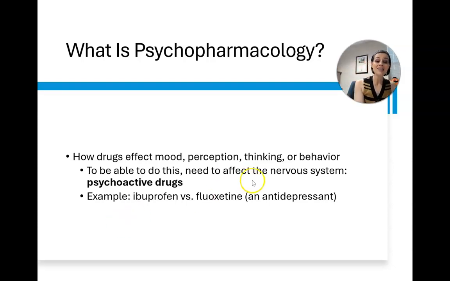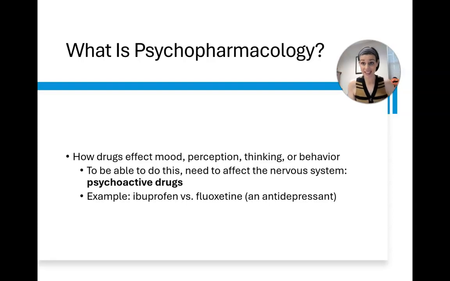And so because it is reducing pain, but it's not working on the nervous system, it's not going to be able to affect things like your mood, your perception, your thinking, or your behavior. So ibuprofen relieves pain, but it doesn't really change mood. It doesn't cause hallucinations. It doesn't hurt our memory or attentional capabilities, and it doesn't really affect our behavior other than us being happy that we're not in pain anymore.